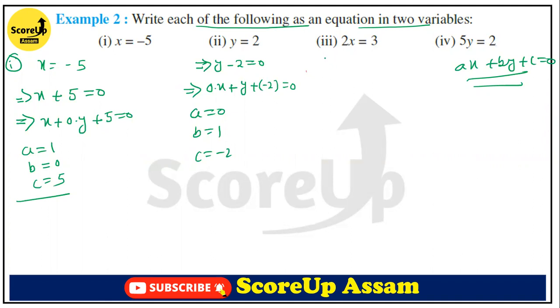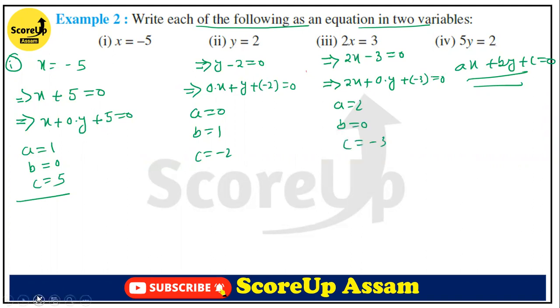Question number 3, how can you write? You can write it like this: x minus 3 is equal to 0. So you can write it like this: 2x plus 0 into y plus minus 3 equal to 0. Here a is equal to 2, b is equal to 0, and c is equal to minus 3.